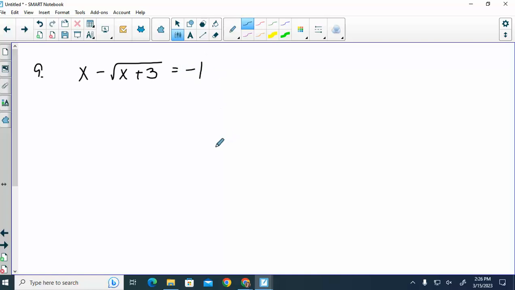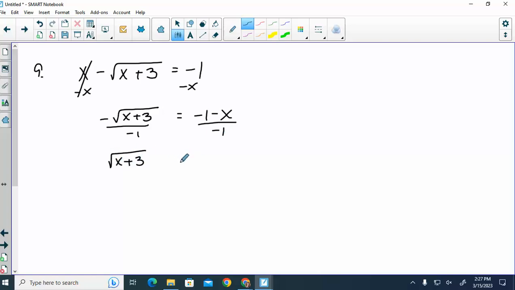Alright, first step on a radical problem is to isolate the radical. We need to get it by itself. So I could subtract this x. Then I have a negative square root of x plus 3 equals -1 minus x. Then what do we need to do? So we get the square root of x plus 3 equals 1 plus x.